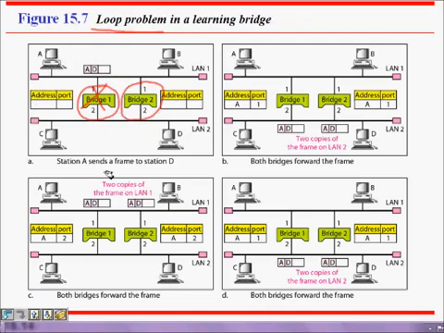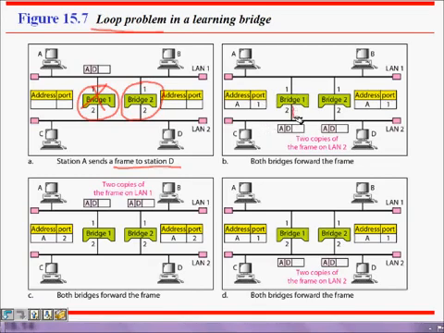So A sends a frame to D. It comes to bridge 1 and also is received by bridge 2, and both of them see that the source is A, so they put in the bridge table that A is coming from port 1. So far so good. And two copies, one from bridge 2 and one from bridge 1, come to LAN 2.